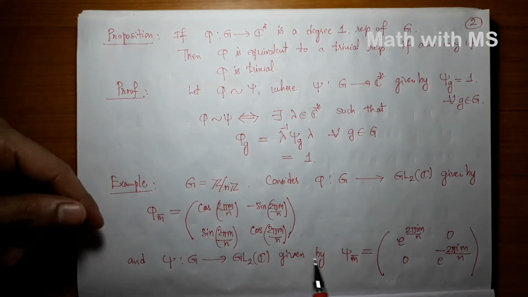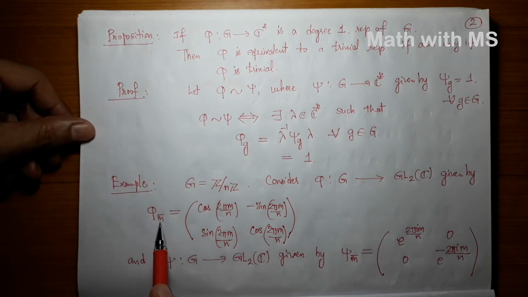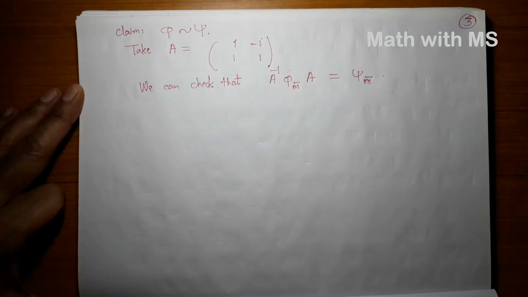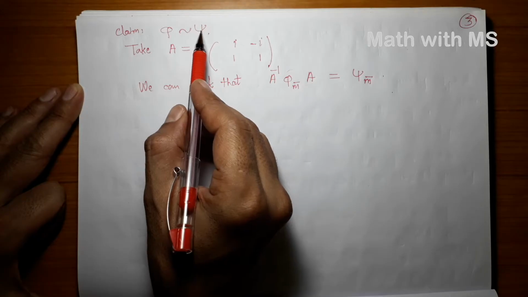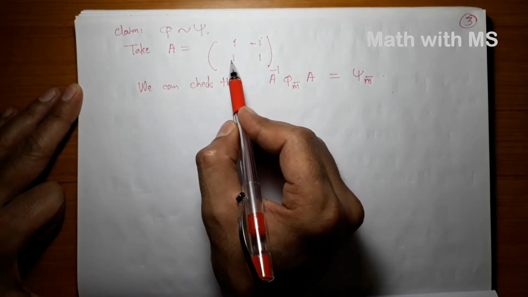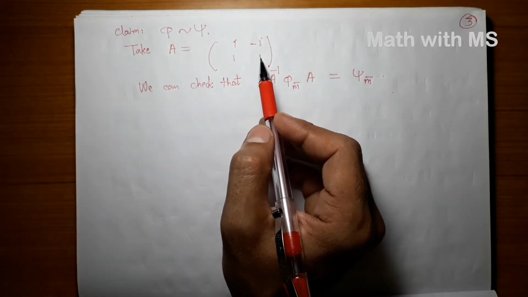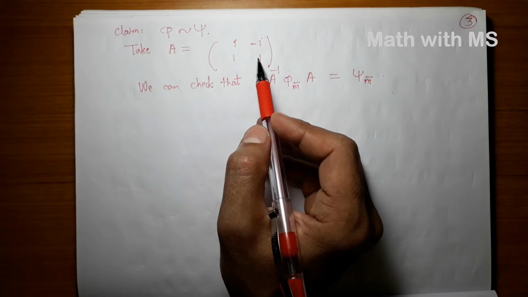So you can see that as maps they are certainly different. Phi for each m bar gives you this matrix, whereas psi for each m bar gives you a diagonal matrix. My claim is they are actually equivalent. Why are phi and psi equivalent? Take A to be this matrix, i, minus i, 1, 1, and you can easily check that it's an invertible matrix.